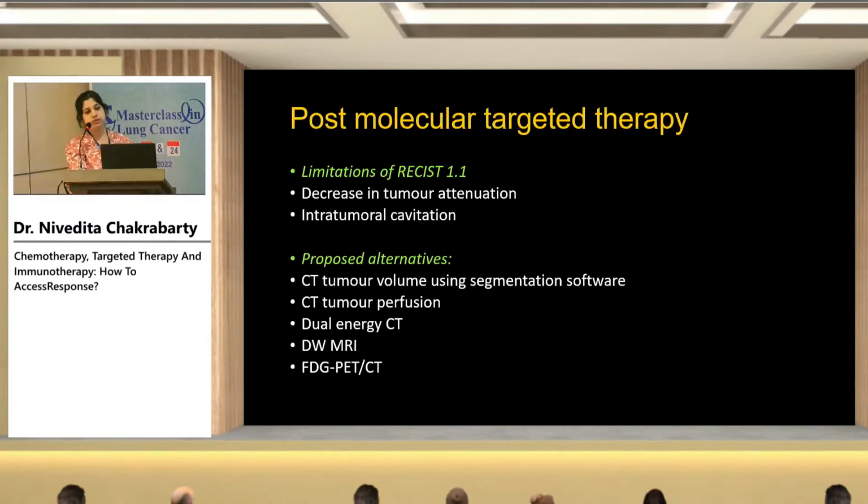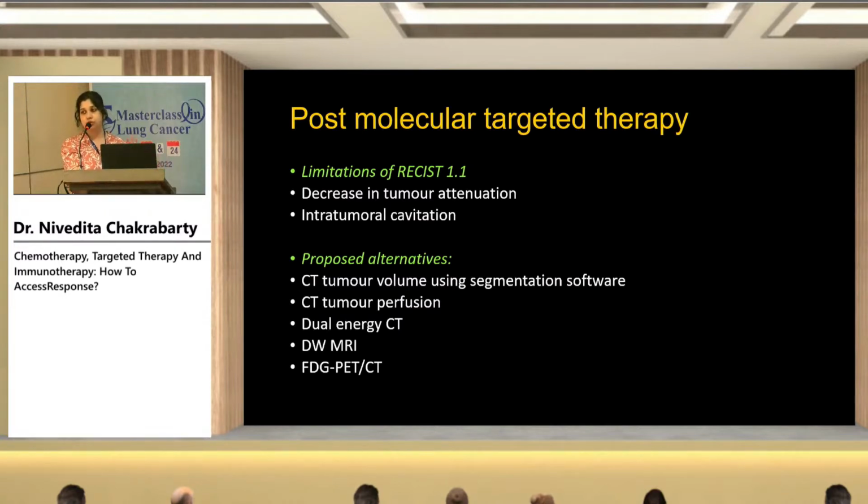Okay. Now coming to post-molecular targeted therapy response assessment, this is a tricky area because RECIST 1.1 is a morphology-based criteria, and size cannot always be used for defining response, particularly if you are using targeted therapy, which is a cytostatic agent, unlike chemotherapy, which is a cytotoxic agent. So in our report, although we are still using RECIST 1.1, we definitely need to document the tumor attenuation value if there's a decrease in the tumor attenuation, and if there's an intratumoral cavitation.